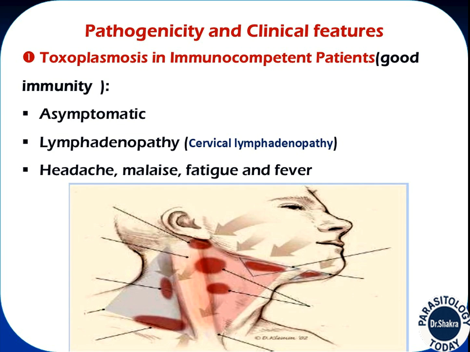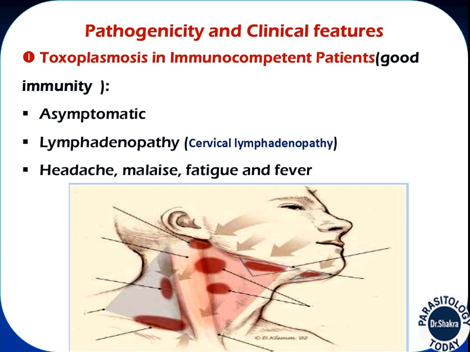Let's begin with the two major clinical settings in which this parasite manifests: infection in immunocompetent individuals and congenital toxoplasmosis. 1. Toxoplasmosis in immunocompetent patients. Now, when infection occurs in a person with a normal, healthy immune system, the good news is that most cases are asymptomatic. However, when symptoms do occur, they tend to be mild and self-limiting.